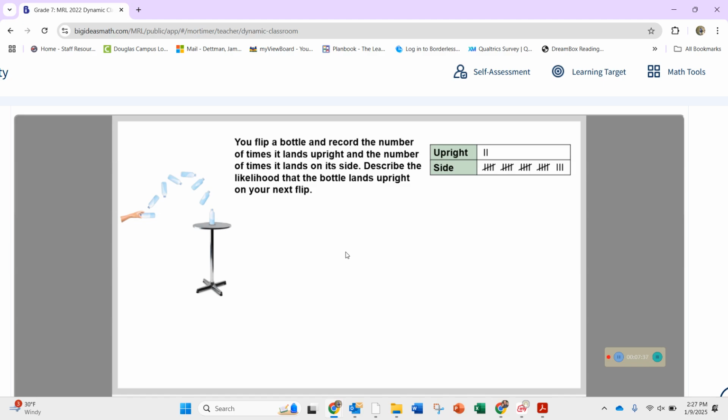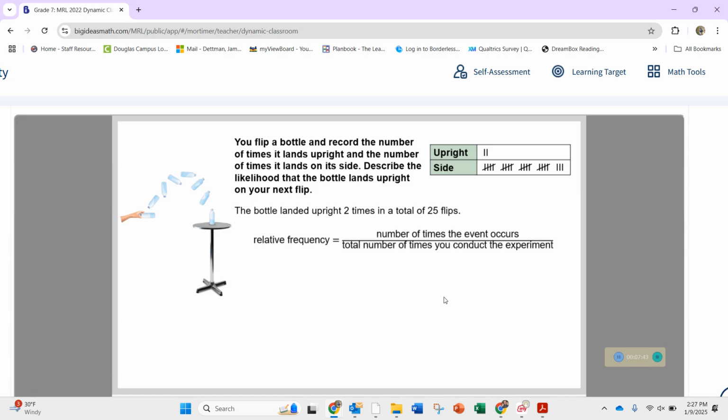Okay? We've done that twice out of 25. So you've landed it 2 out of 25. So how do we do that? The total number of times the event occurs divided by the total number of times that you conducted the experiment. So the number of times we landed it was how many? 2. So 2 divided by out of how many times we flipped it?